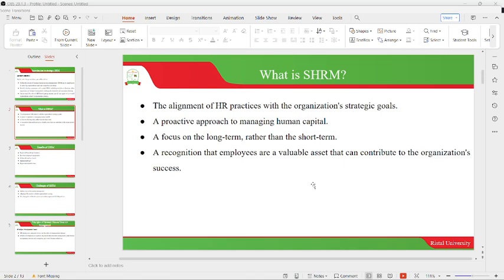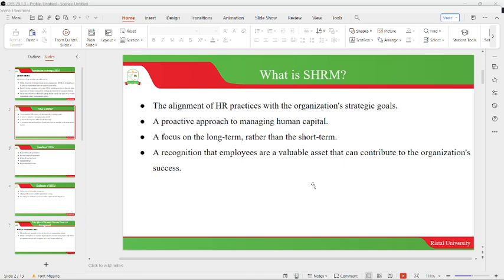Lastly, human resource management in strategic terms is all about recognition that employees are valuable assets that can contribute to organization success. So here we look at each and every employee in an organization as an asset, not just people who are waiting for salary by the end of the month. It's about their contribution to the success of the organization. So basically, these are some of the definitions of strategic human resource management.